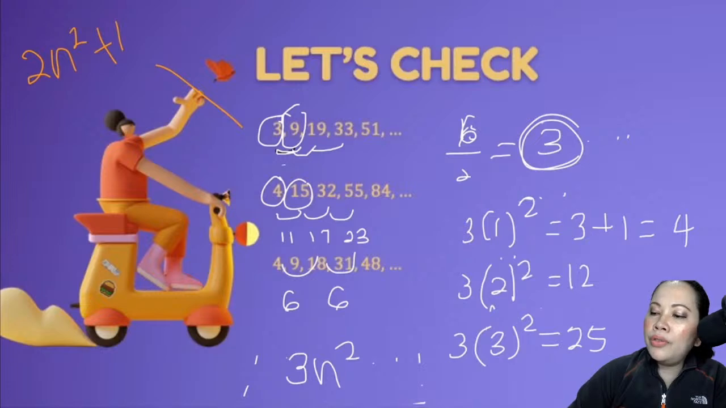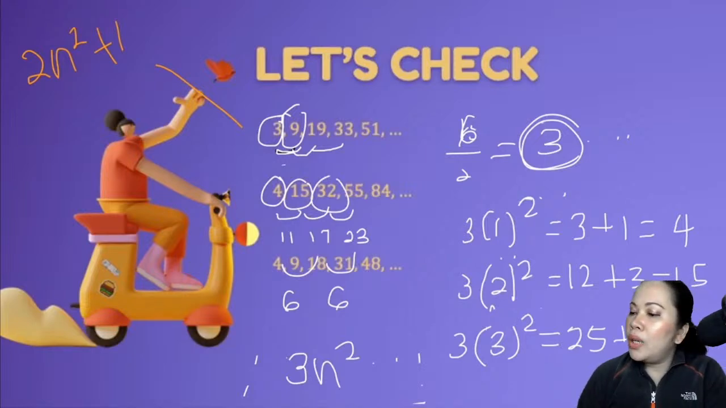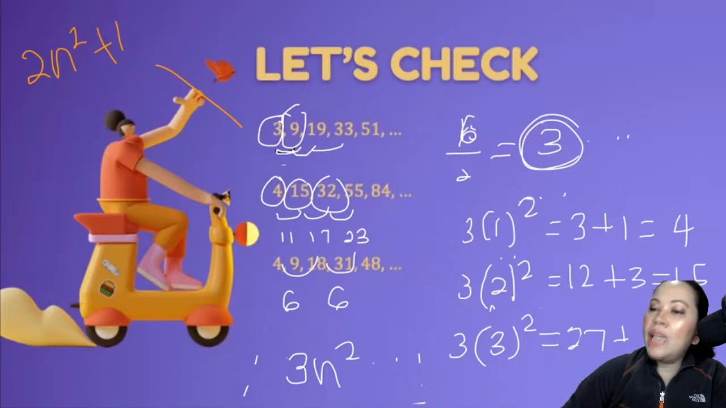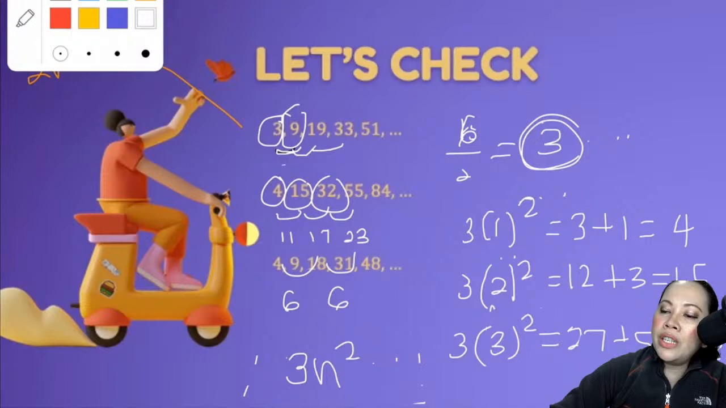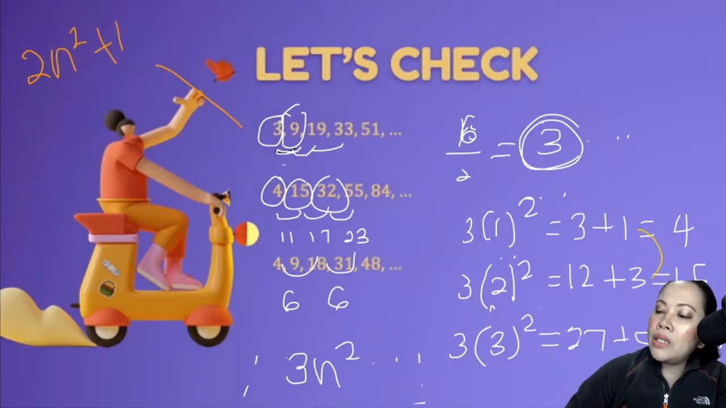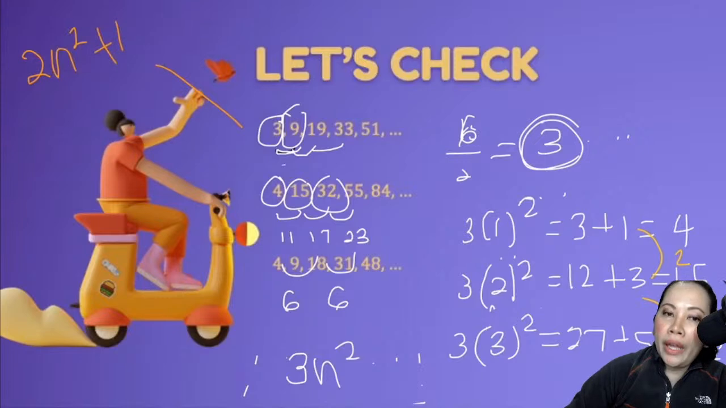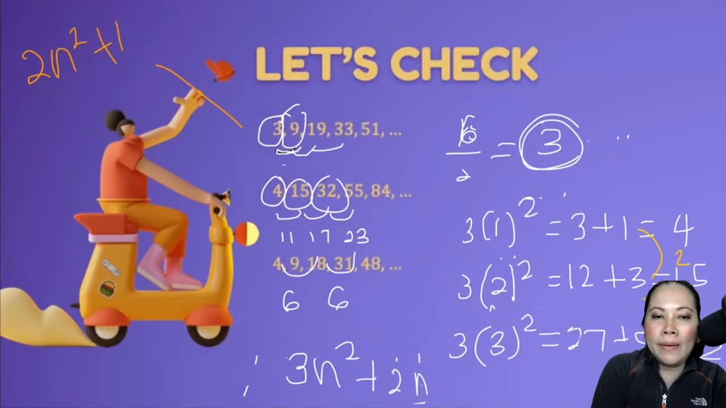What do you add with 12 to get 15? It's plus 3. What do you add with 27 to get 32? So you need to add 5 to get 32. Then you find the common difference between these numbers. 3 minus 1 is 2. 5 minus 3 is 2. Therefore, the one that you need to multiply with n will be 2n.